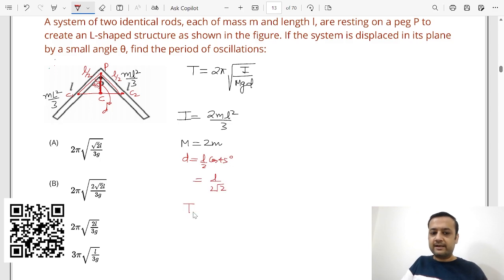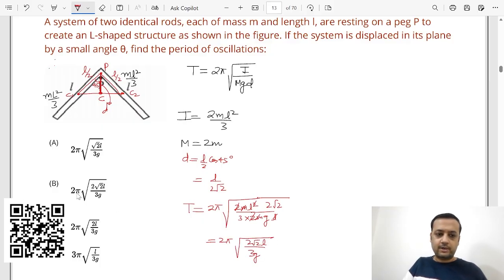So now we can write time period as 2 pi under root of moment of inertia, 2 ml square by 3, divided by m which is 2m, into g into d. d is L by 2 root 2, so 2 root 2 will go in the numerator. So from here you can see 2m gets cancelled, one L will get cancelled, so we will get 2 pi into root of 2 root 2 L upon 3g.